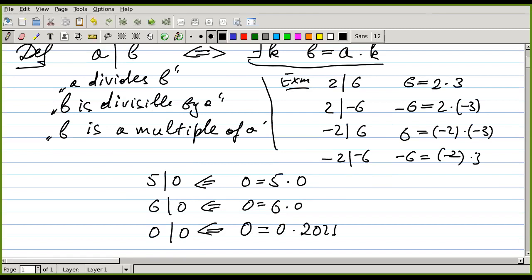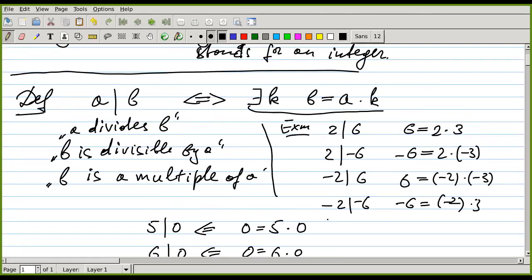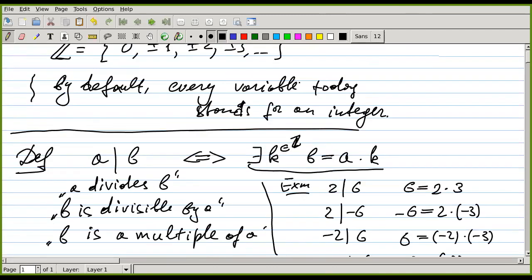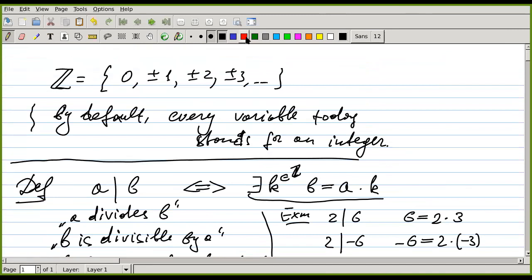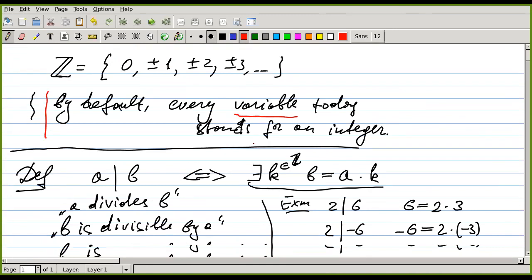Shouldn't the K belong to the integers? It is not key, but K. And of course, it does belong to the set of integers. By the way, we have agreed that every variable by default stands for an integer.